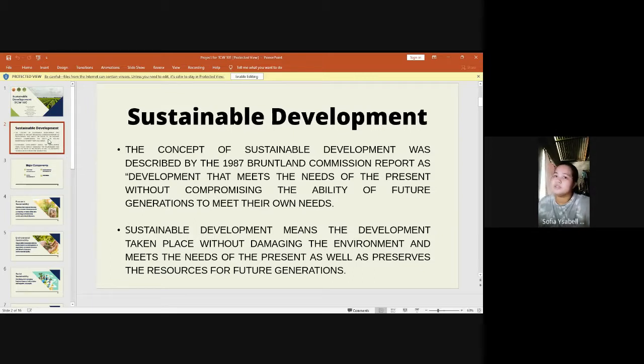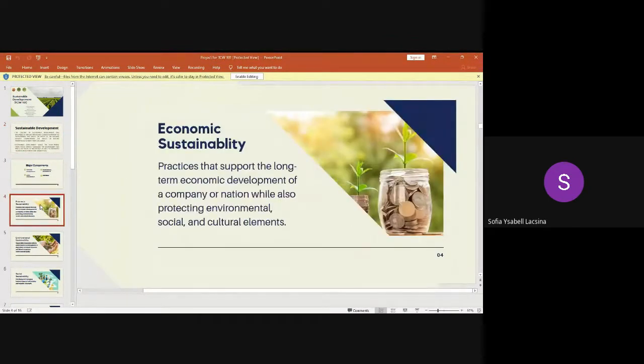So here's Vincent to discuss economic sustainability. Economic sustainability refers to practices that support the long-term economic development of a company or nation while also protecting the environment, social, and cultural environment. Today, economic sustainability is a goal that few organizations achieve, despite a fairly universal understanding of what types of business practice contribute to climate change.